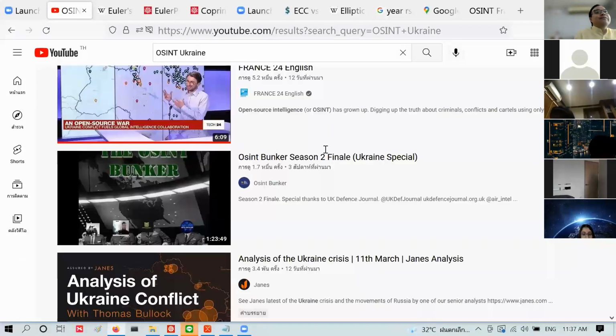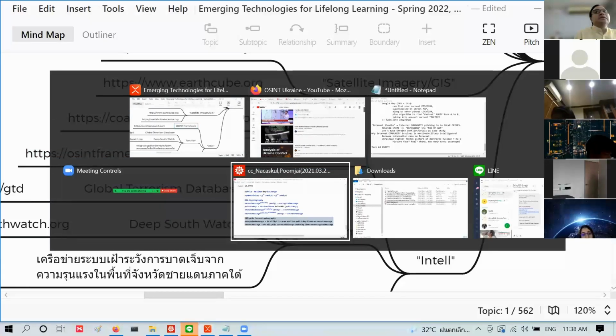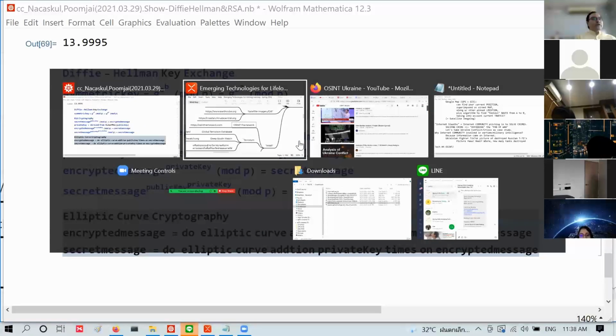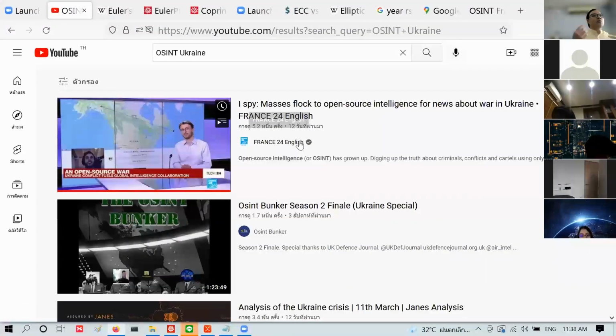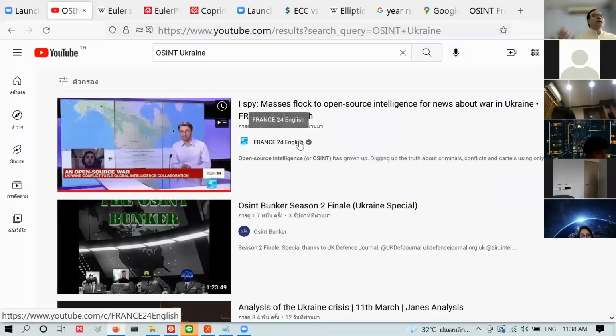This OSINT framework is also a network. Hold on, give me a minute. Okay, there. So the OSINT framework would be a network of people accessing satellite imaging and so on.